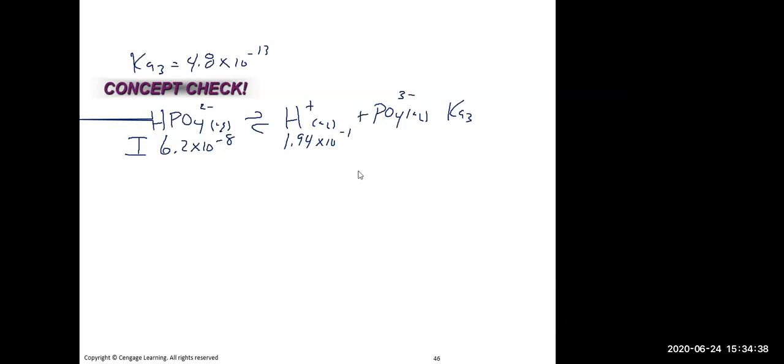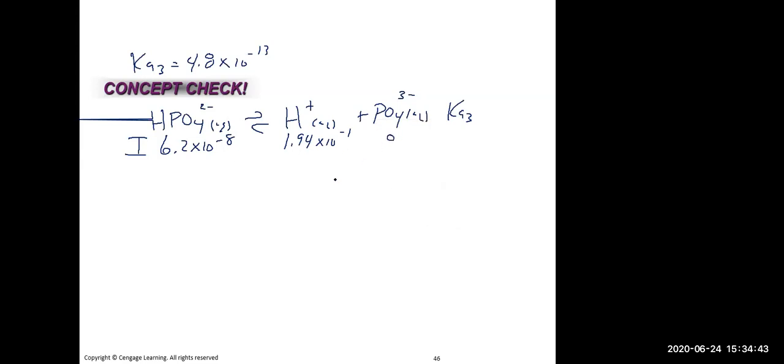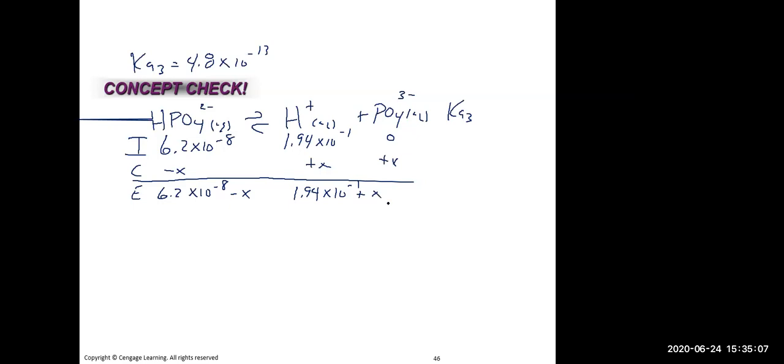Now, the rest of the ICE table is going to be just like normal. Change is going to be minus x. We'll have our plus x and our plus x. And at equilibrium, we would have 6.2 times 10 to the minus 8 minus x, 1.94 times 10 to the minus 1 plus x, and x. This is going to go now into our third equilibrium expression for this polyprotic acid.